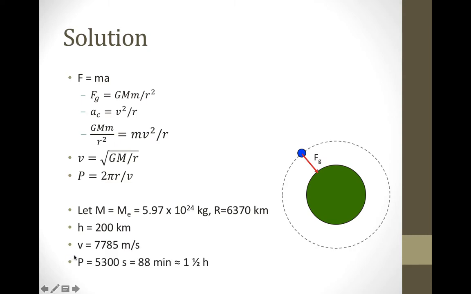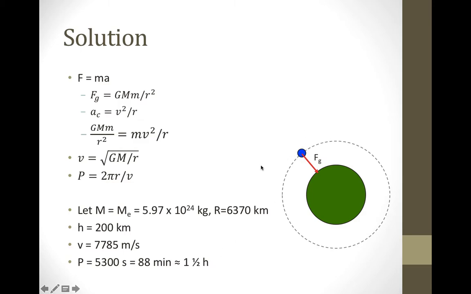Okay, the answer would be the speed is right here. It's about 7,000 meters per second. They are moving incredibly fast. The period in seconds is 5,300. That doesn't really have terribly much meaning, so it's probably better to convert that into minutes. And that means the orbital period is something like an hour and a half.